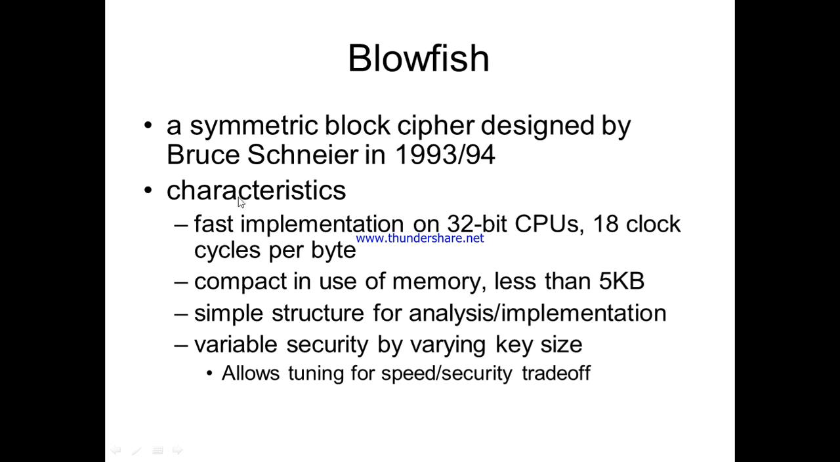So what are the characteristics of this Blowfish algorithm? The first one is fast implementation on 32-bit CPUs. So it is mainly focused on 32-bit CPUs and higher versions also. It works at 18 clock cycles per byte. It is compact in its use of memory, using less than 5 KB. So it uses very little memory, and the storage problem is also not there.